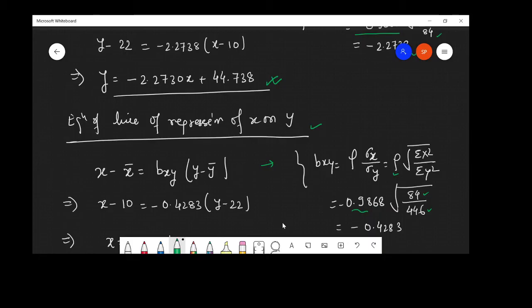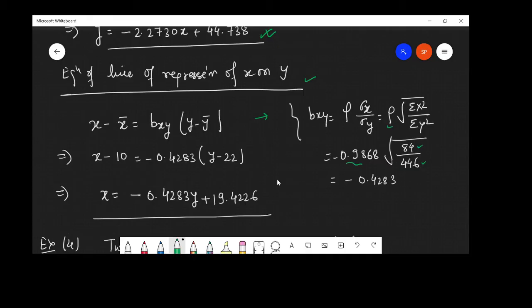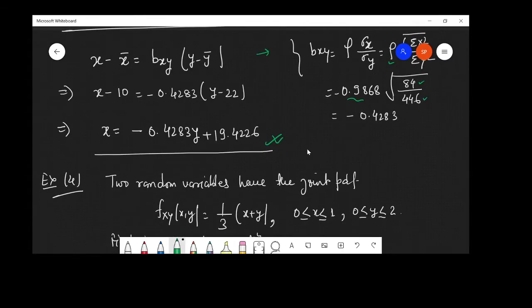Now after simplifying, it is coming x equal to minus 0.4283y plus 19.4226. This is the regression line of x on y. So this is the result for this question. Now we move to the next question.